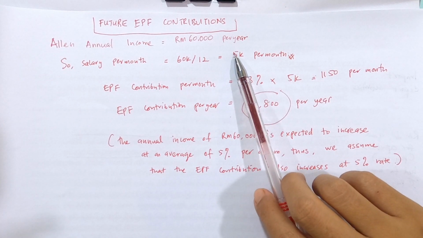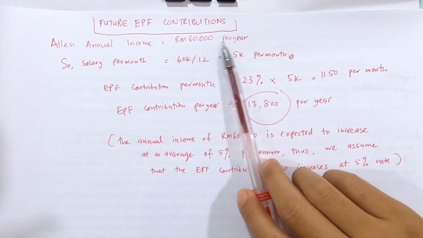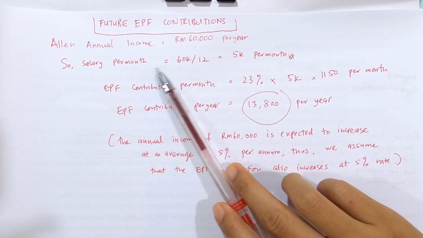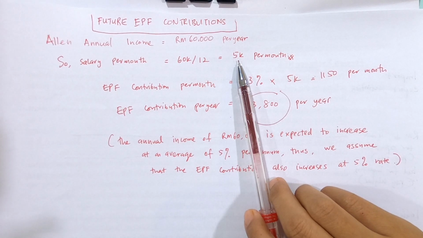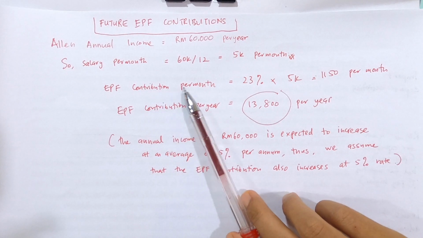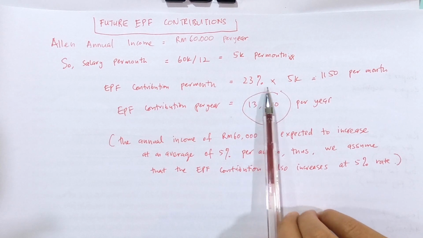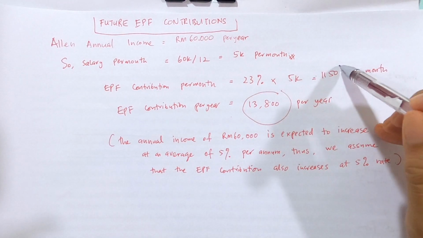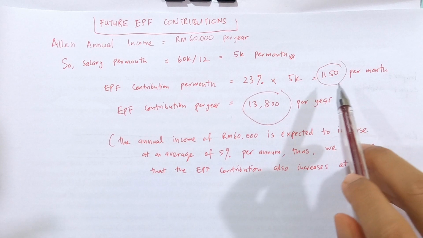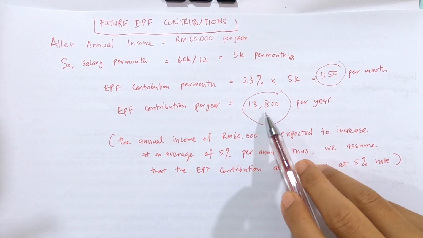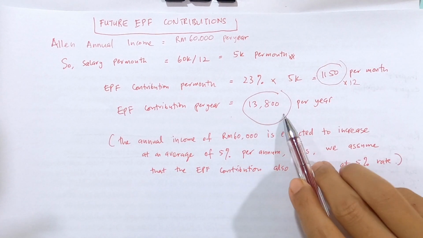calculate what will be the amount of salary per month received by Alan. So this 60,000 is an income per year. If we divide by 12 months, we can understand now that Alan received about 5,000 per month. If we calculate the EPF contribution by both employer and employee, 23% times 5,000, the contribution of the EPF is 1,150 per month, which is equivalent to 13,800 per year. So 1,150 times 12, we get 13,800 per year.